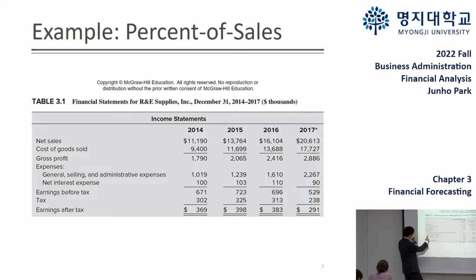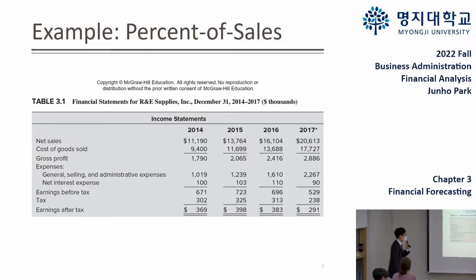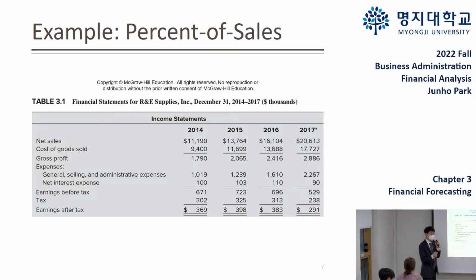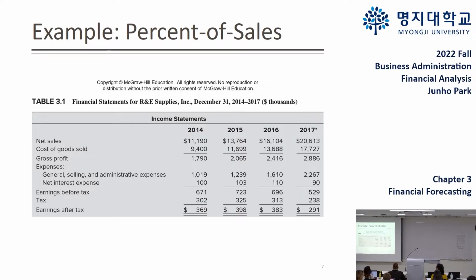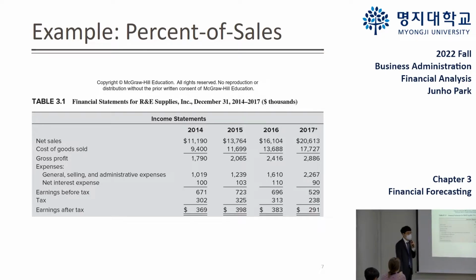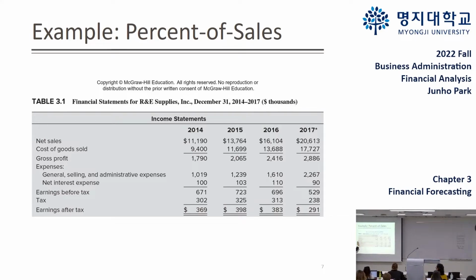And the third item we can find is interest expense. However, interest expense is not proportional to sales. Rather, it is more closely related to the liabilities you have. So therefore, we are not going to assume that there is a linear relationship between interest expense and sales, but rather we are going to assume that we have to pay a certain amount of money in the next year.